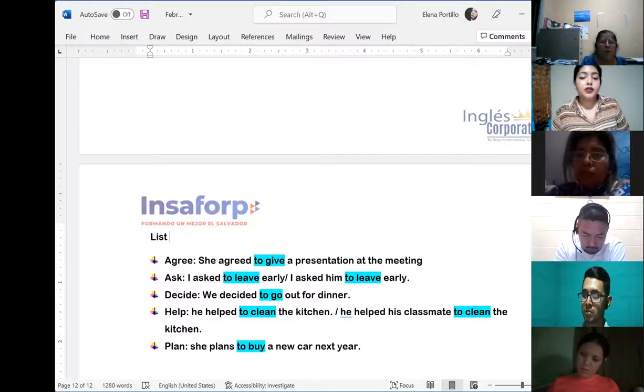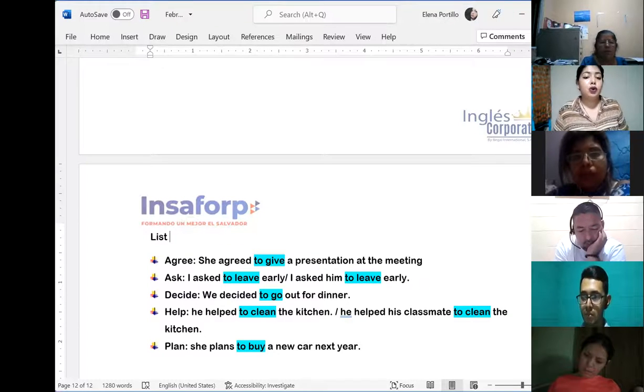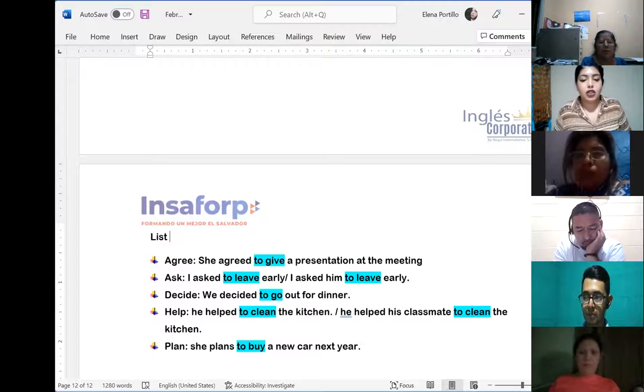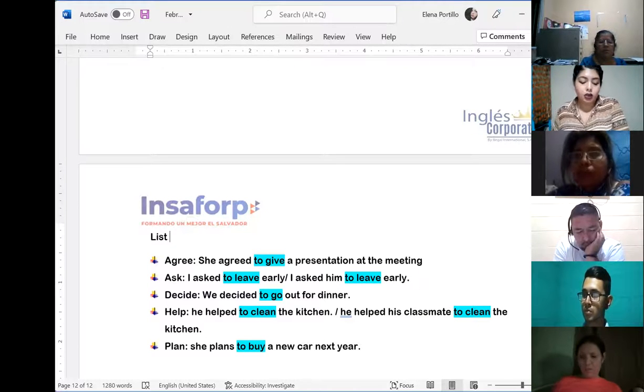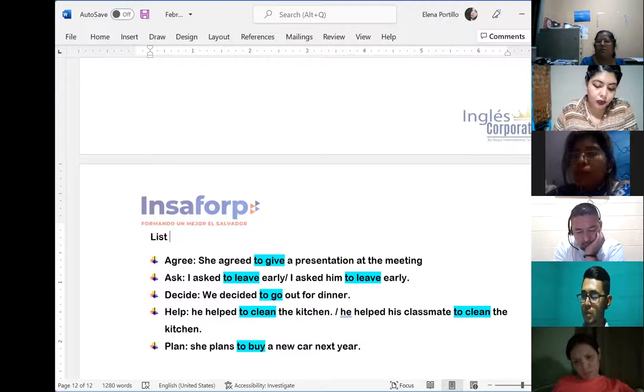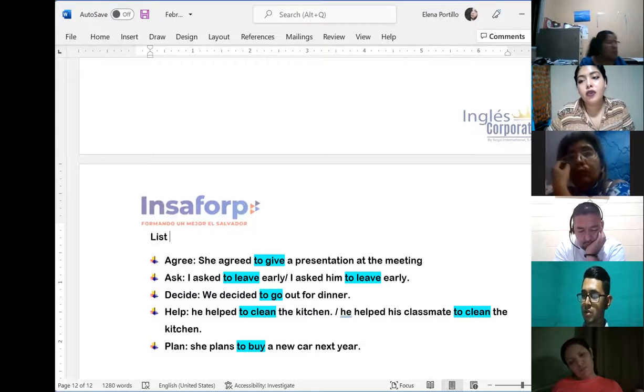We decided to go out for dinner. Decidimos salir para la cena. He helped to clean the kitchen. Él ayudó a limpiar la cocina. He helped his classmate to clean the kitchen. Él ayudó a su compañero a limpiar la cocina. So in that case, we said that we can use an object before the infinitive with these verbs. We can use an object before those verbs.